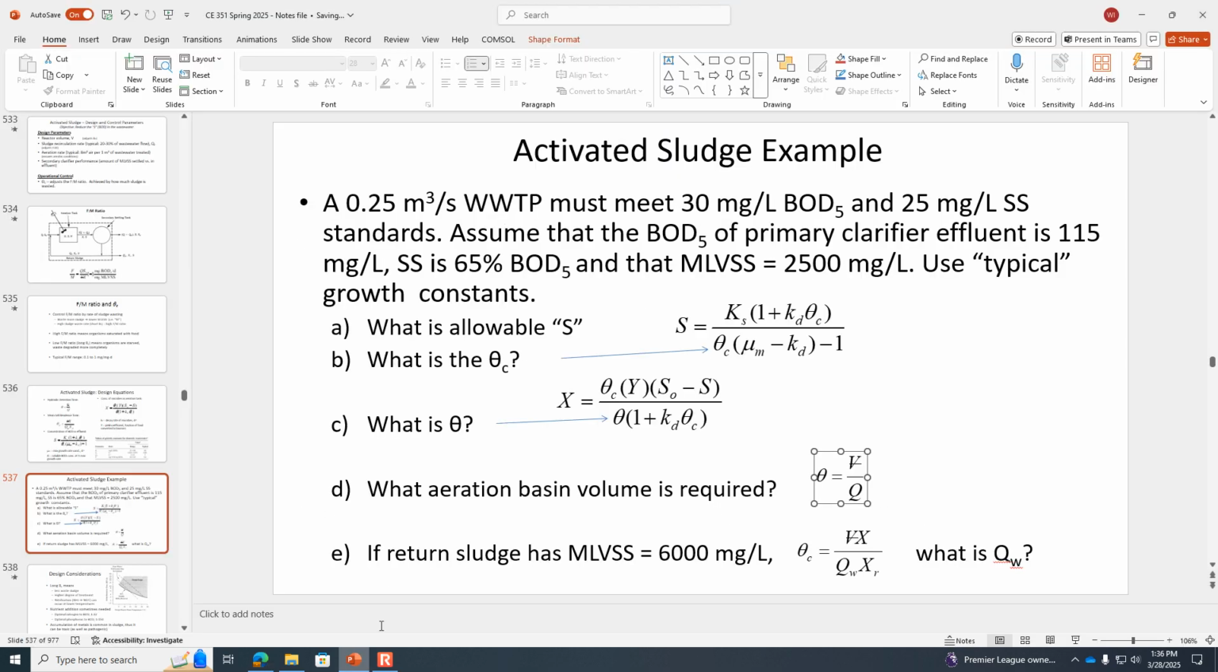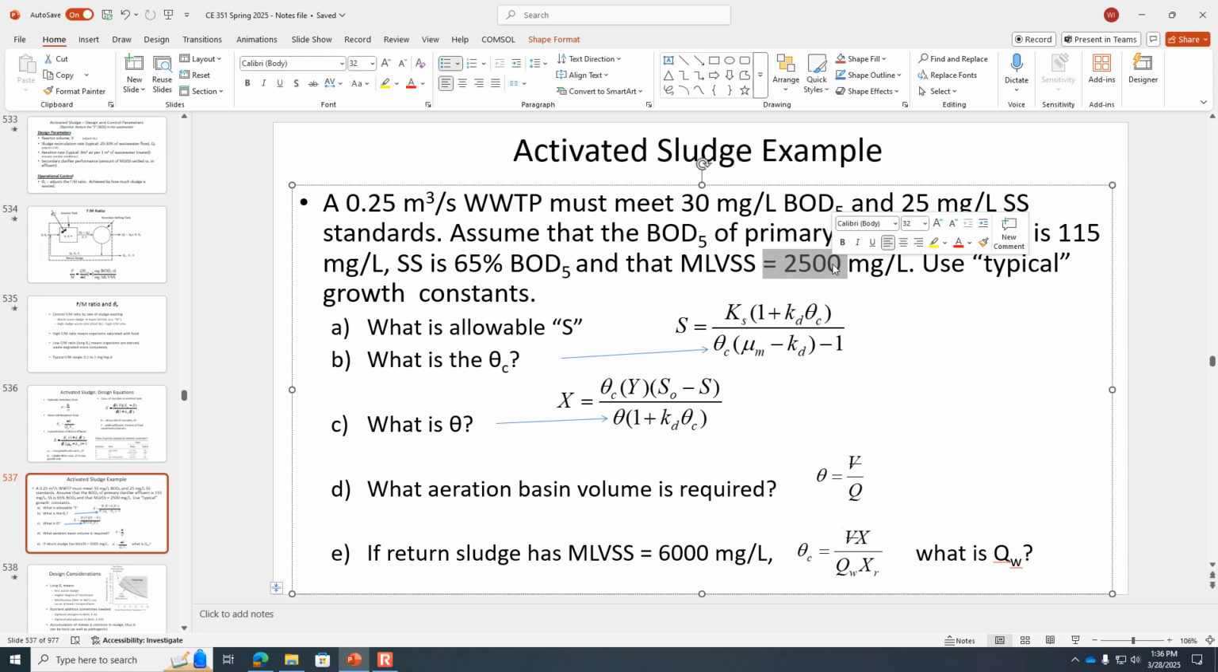And then just the last piece of the puzzle here is finding out the sludge wasting rate. So remember, a certain fraction of the sludge should be recirculated, a certain amount should be wasted. And so to achieve the 2500 milligrams per liter of mixed liquor volatile suspended solids, that is going to be the concentration of microorganisms in the aeration basin.